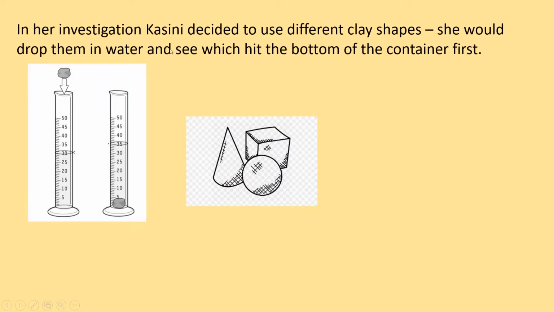So in her investigation, Cassini decided to use different clay shapes. She would drop them in water and see which hit the bottom of the container first. So she has a lot of different shapes. She will drop them in the water and see which one hits the bottom first. The one that hits the bottom first is the shape that is more streamlined, right? We have taken this idea.